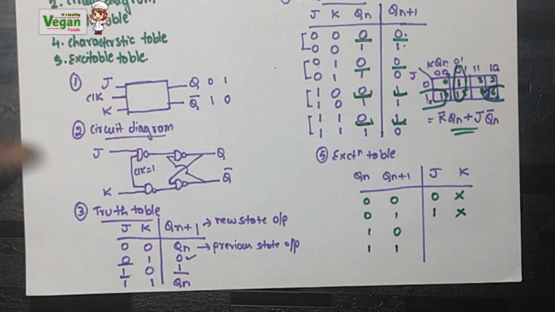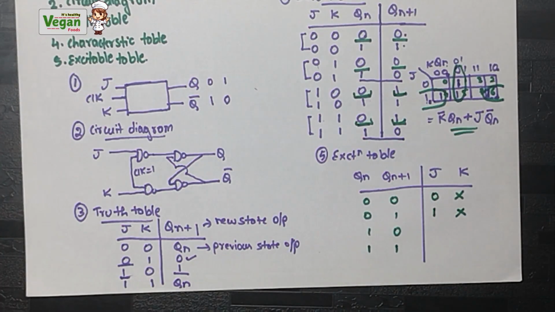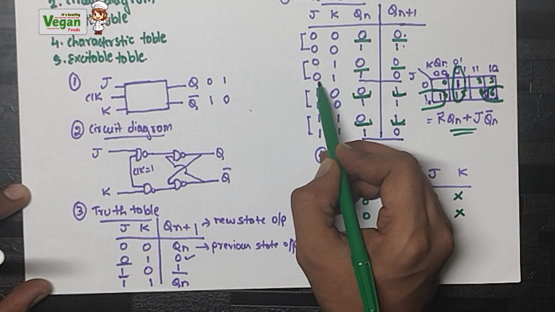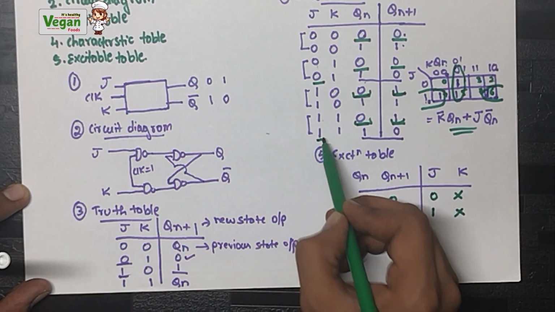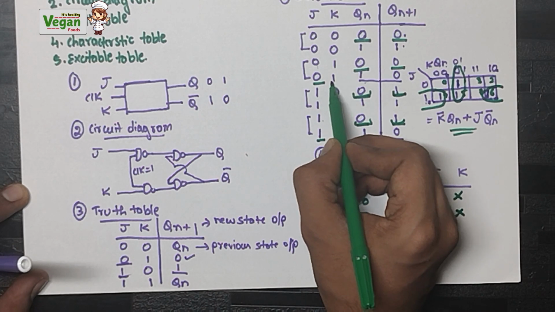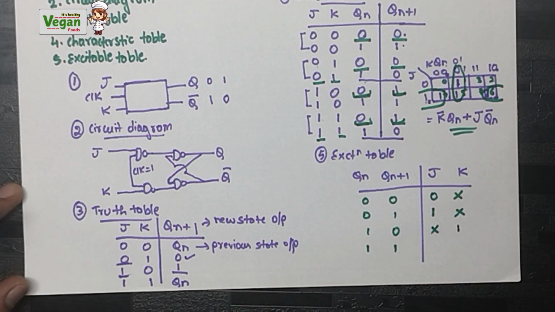Next, the third one is 1 0. Here 1 0 is there and here 1 0 is there. Qn value is 1, Qn plus 1 value is 0. What is the J value here? 0. Here 1. So the J value is varying. We will not write. What is the K value? Here K value is 1. Here K value is 1. So we will write 1, because it is not varying.